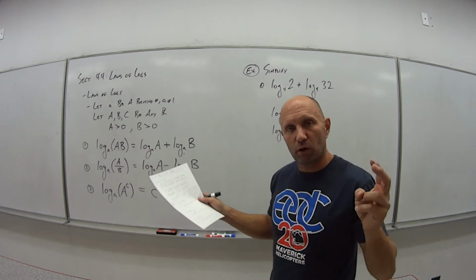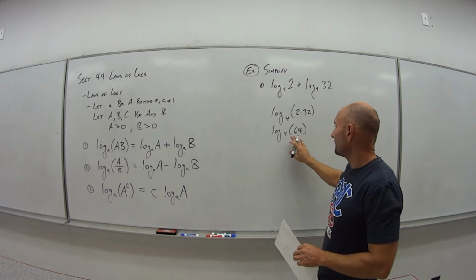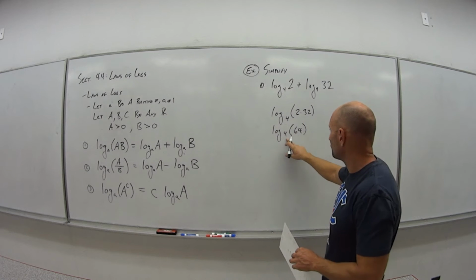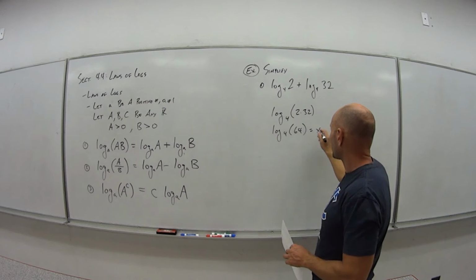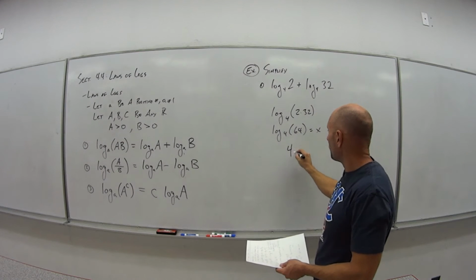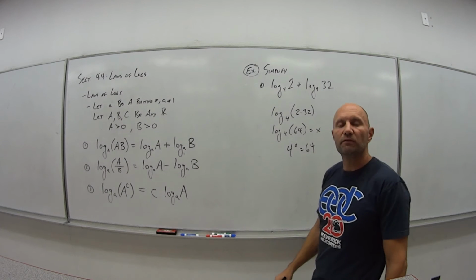And I told you guys that holy grail of the logs, right? Which is what? Can I simplify this? Will this simplify to another value? And it means what? Let's call this x. This thing simplifies into x. So that means what? That means 4 to the x power has to equal 64.